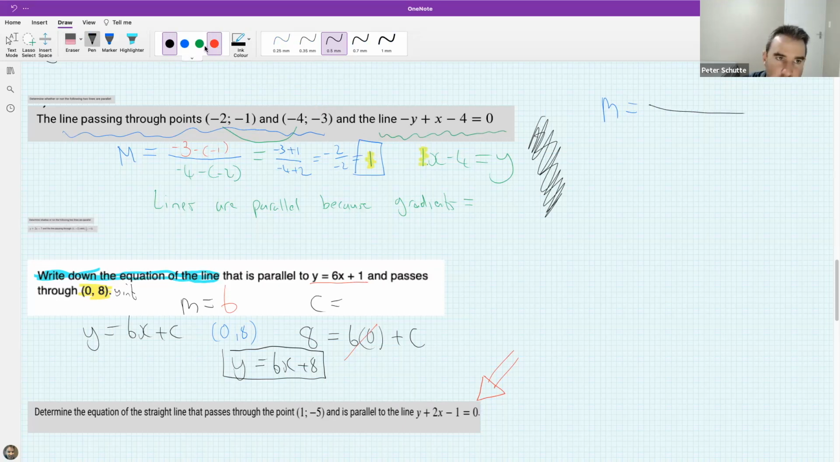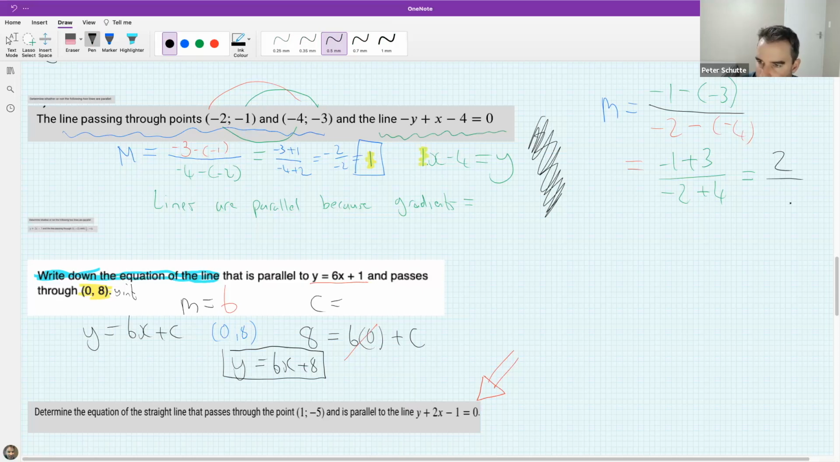No problem. So you start and you go -1 minus -3. That's what you should have done, because you're subtracting the y's, and then you must start from the same point and you go -2 minus -4. Okay, so now what happens is you get -1 plus 3, and then below that you have -2 plus 4.